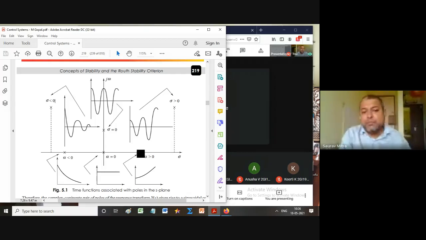So this is one thing. Second case I put here. Let's say Y(s) is equal to 1 by s plus 3. The pole is on the left side of the s-plane. So here e raised to minus 3t, it is stable.